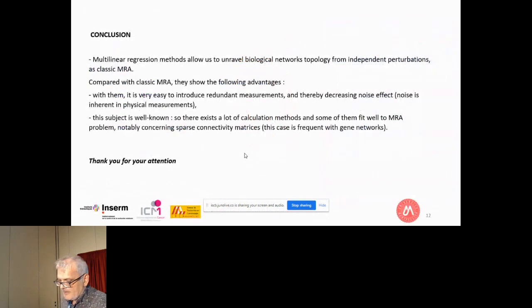In conclusion, we can say that multilinear regression methods allow us to unravel biological network topology from independent perturbations, as classic MRA does. Compared with classic MRA, they show the following advantages. With them, it's very easy to introduce redundant measurements, thereby decreasing the noise effect. Noise is inherent in physical measurements, and this subject is well known. So there exist a lot of calculation methods, and some of them fit well to the MRA problem, notably concerning sparse connectivity matrices, which is frequent with gene networks. So thank you for your attention.